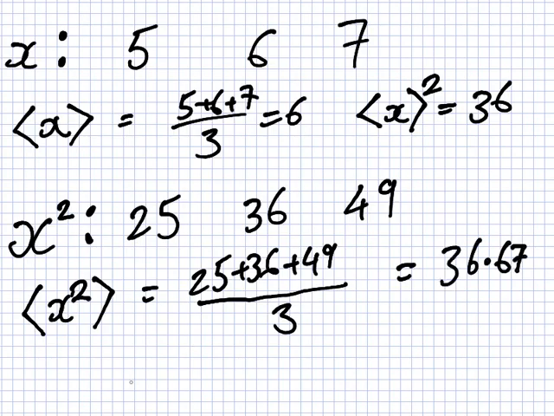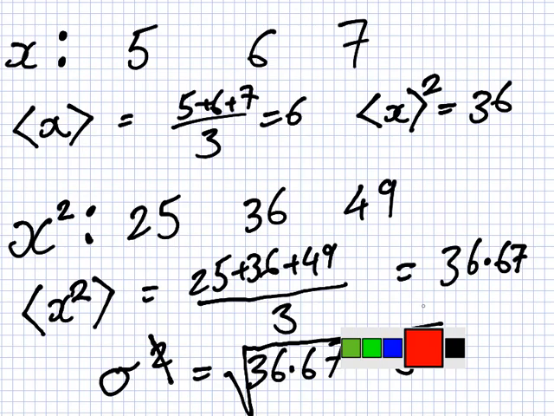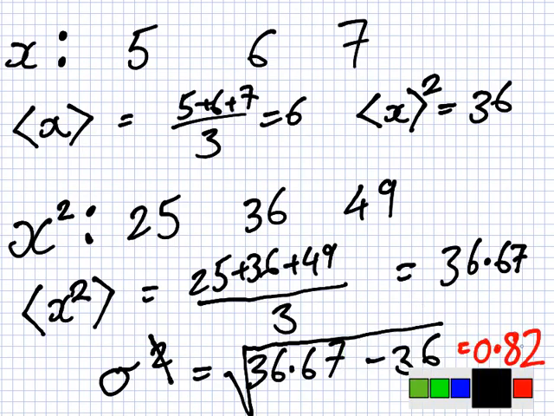36.67. Okay. So we have this squared equals 36.67 minus 36. So if you do that, and then a square root, what do we get here? Nice. 0.82. The same answer. This method, this formula is much more convenient when you have many, many, many x values. It's just much quicker to do. Yeah?